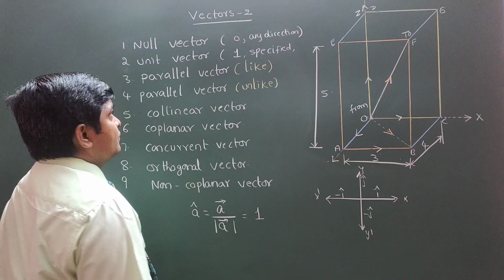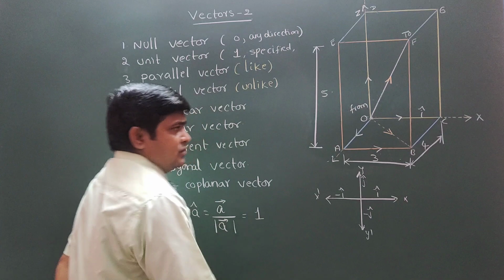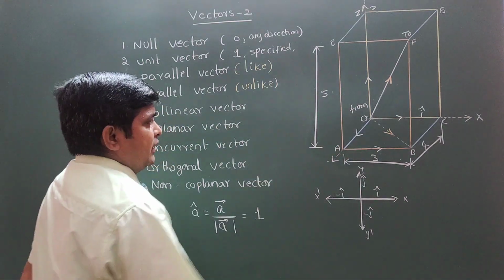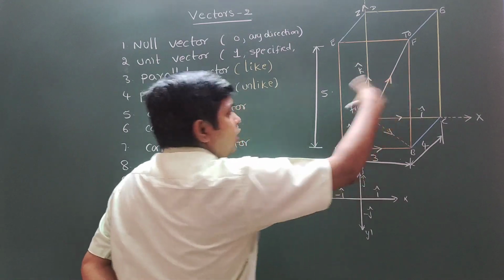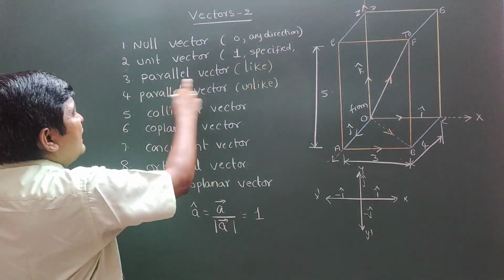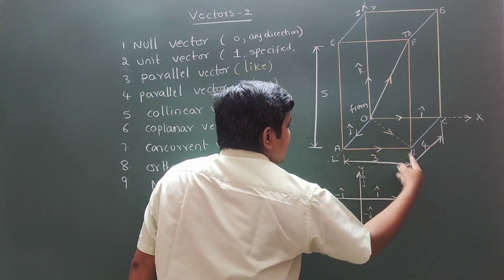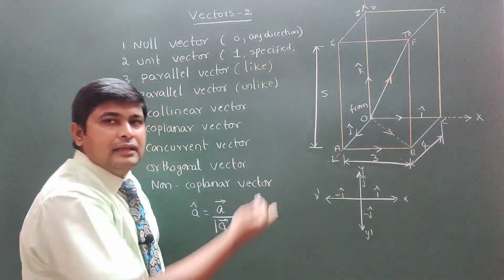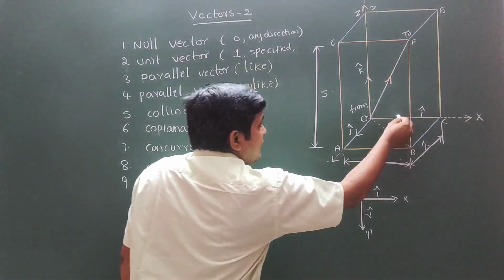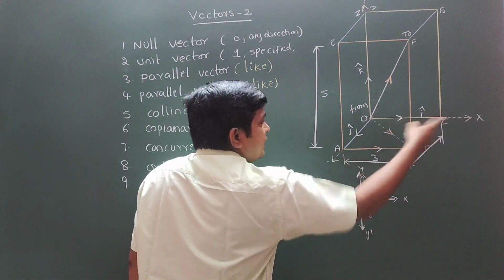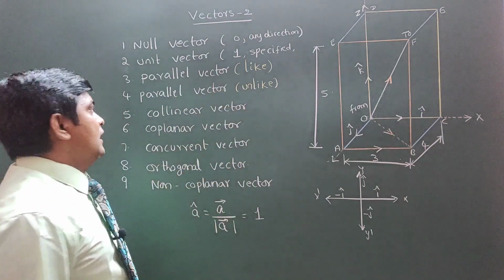Now parallel vector. I told you that I will show the values of all these vectors in this diagram only. I cap, j cap, k cap are all unit vectors. Now parallel vector: see OC and AB, they are parallel. Parallel means both are moving in the same direction, so that's why we call them like vectors.